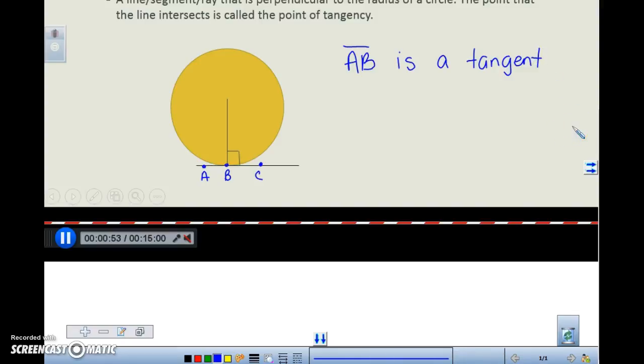Tangent in this context means something different than opposite over adjacent when we did right triangles. This means a line that's perpendicular, that makes a 90-degree angle with our radius or diameter. And point B is the point of tangency. It's where it touches the circle.